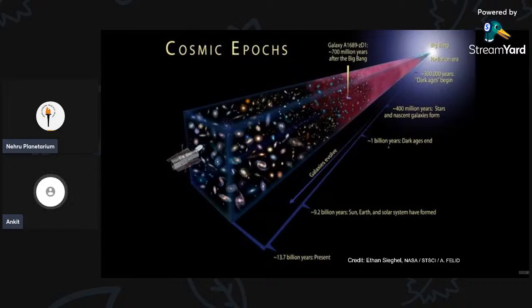And what we are seeing here at the end of 13.7 billion years is galaxies of different shapes, different morphology, different kinds, and different stages of evolution. So how we got from the Big Bang to our current galaxies in different stages of evolution is the main question that we are asking, and that's the grand question which has puzzled astronomers.